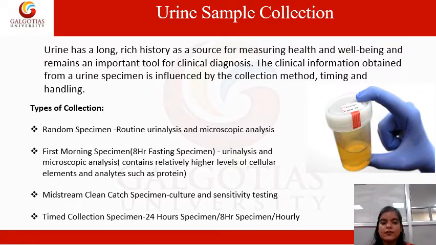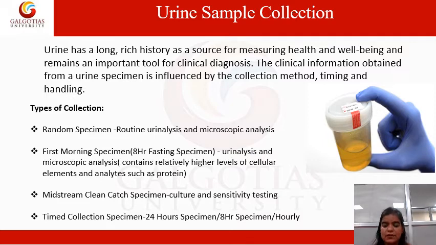So one type of collection is a random specimen, for routine urinalysis and microscopic analysis. As the name suggests, it's a random specimen. We can do it randomly anytime, after meal, pre-meal, post-meal, whenever you want. You can do the collection of urine. That is called a random specimen.